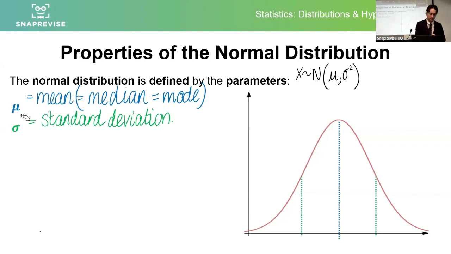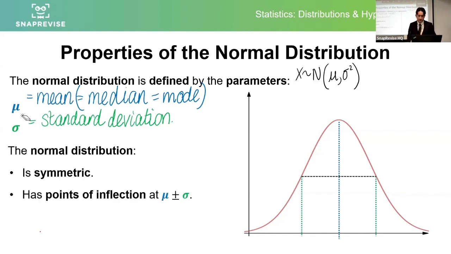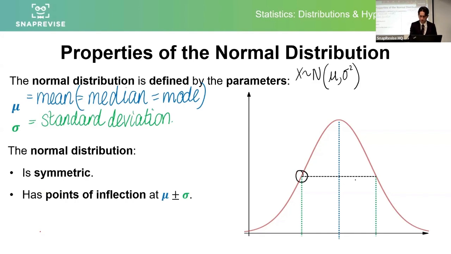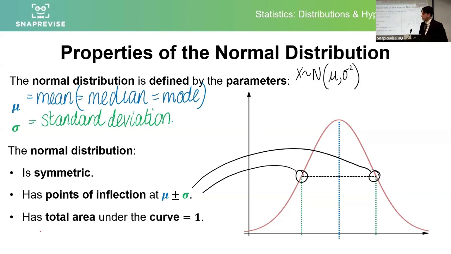Other key properties of the normal distribution: it's perfectly symmetric. It has points of inflection at mu plus or minus 1 standard deviation. This is our link to pure maths. We mentioned points of inflection before. Points of inflection are where a function changes from concave to convex, so it changes shape, and they exist exactly 1 standard deviation away from the mean. The other key thing to consider is that the total area under the curve is 1.